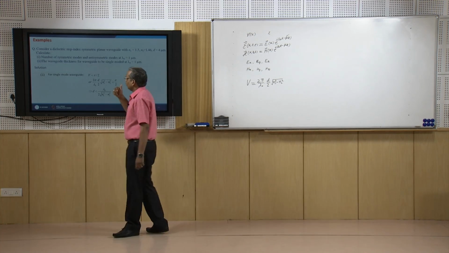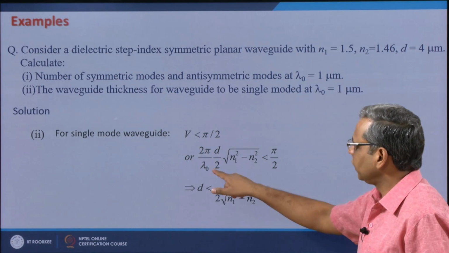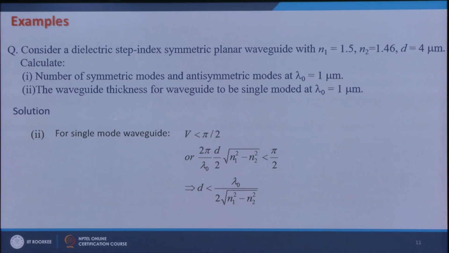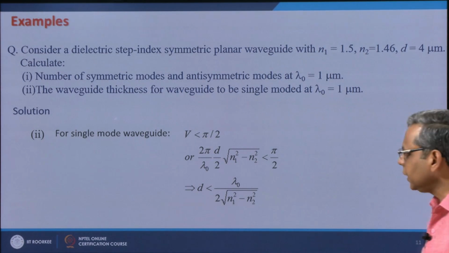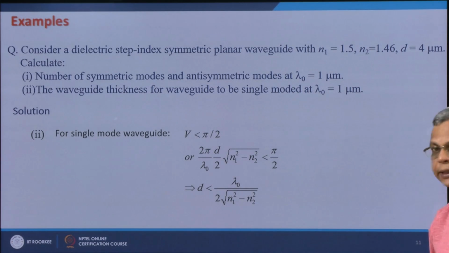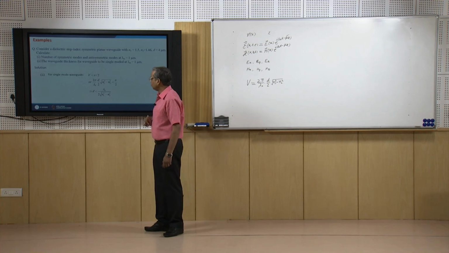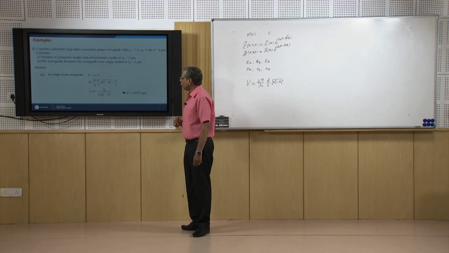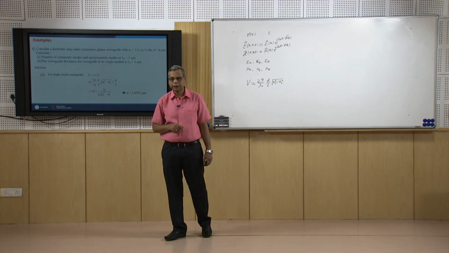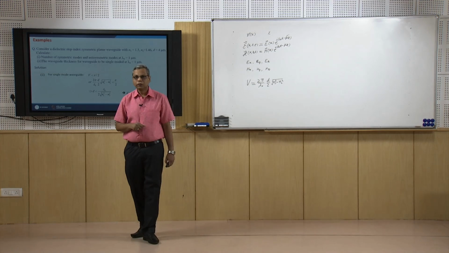That is what I need to find out. So, I know again for single mode waveguide V should be less than pi by 2, which means 2 pi over lambda naught times d by 2 times square root of n1 square minus n2 square should be less than pi by 2, or d should be less than lambda naught divided by 2 square root of n1 square minus n2 square. Now, I just put the values of lambda naught and n1 n2. It gives me for all the values of d smaller than 1.4531 micrometer, this waveguide would be single moded at lambda naught is equal to 1 micrometer.